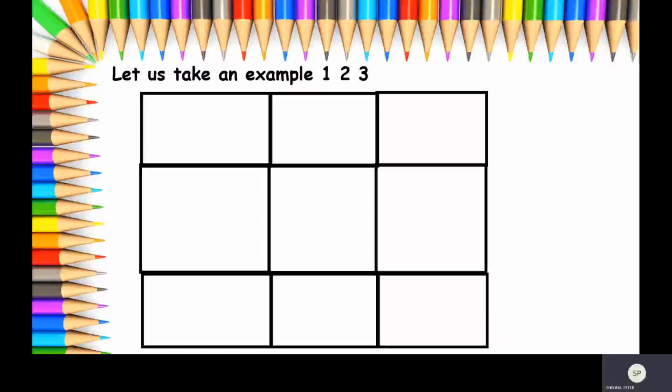Let us take the number as 123. So first we are going to write this number in different boxes. I hope you remember we are going to start from the right side. So first, what will come here? 3, then 2, then 1.